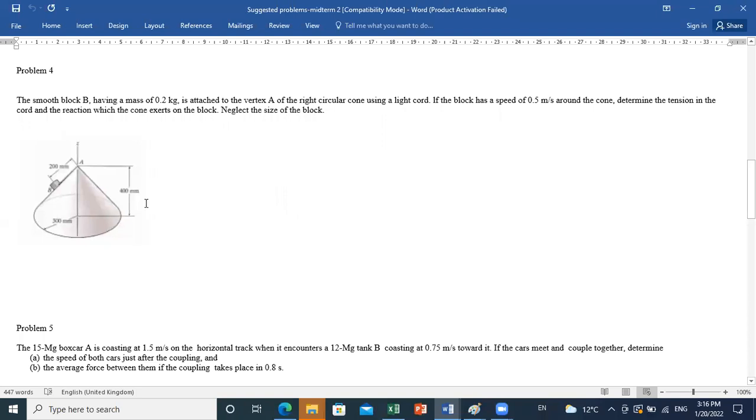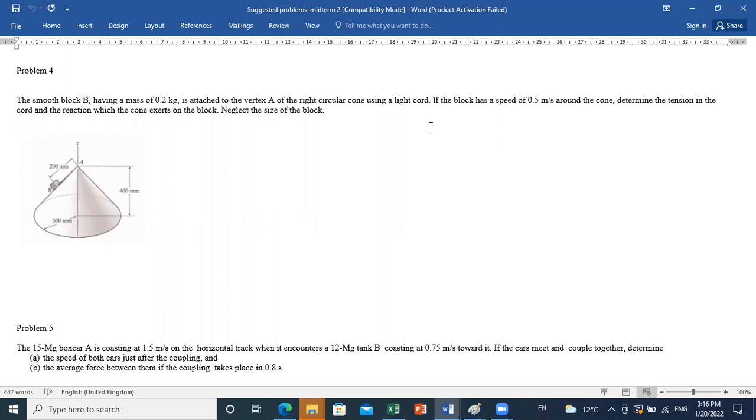A smooth block having a mass of 0.2 kilogram is attached to A of the right circular cone using a light cord. If the block has a speed of 0.5 meters per second around the cone, determine the tension in the cord and the reaction which the cone exerts on the block. Neglect the size of the block.